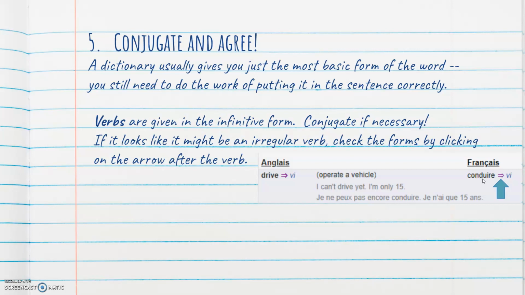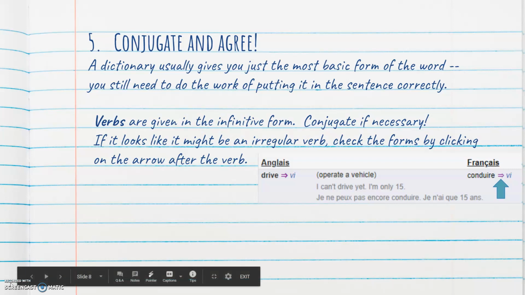And it gives me the French verb conduire. And I look at that and I go, that looks a little strange. I'm not sure if I actually know how to say I drive or we drive. So there's this little double arrow that you have right next to the verb. I'm going to show you what that does.